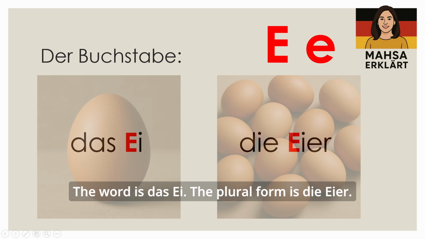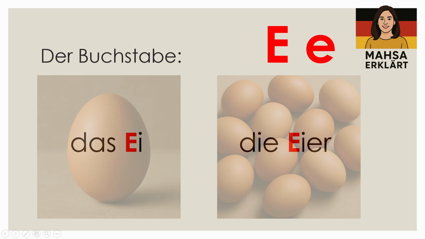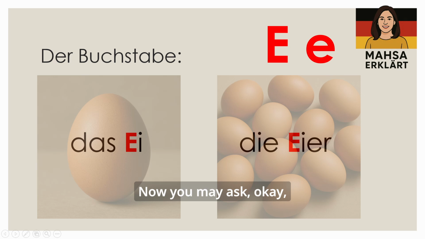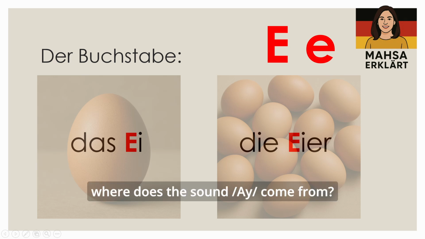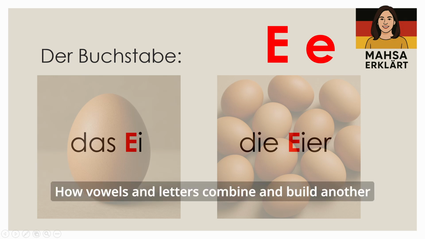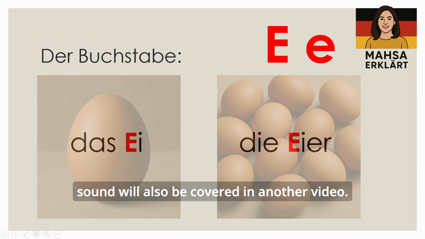The plural form is die Eier. Now you may ask, okay, where does the sound I come from? How vowels and letters combine and build another sound will also be covered in another video.